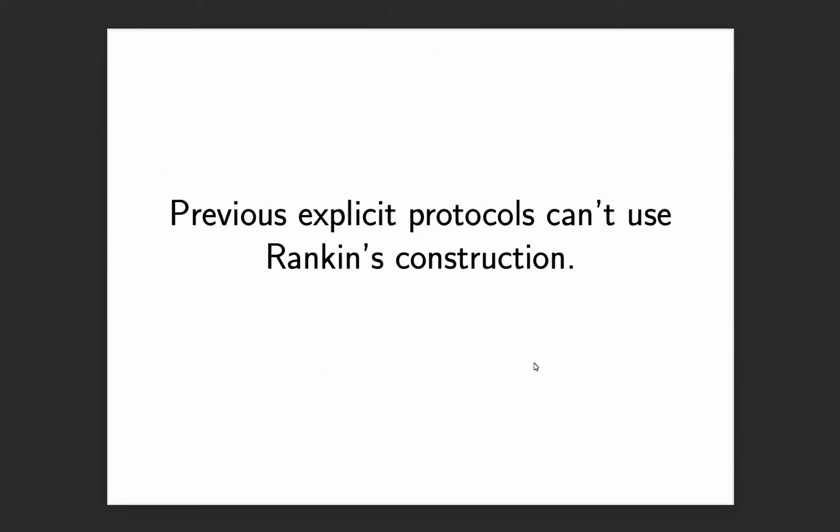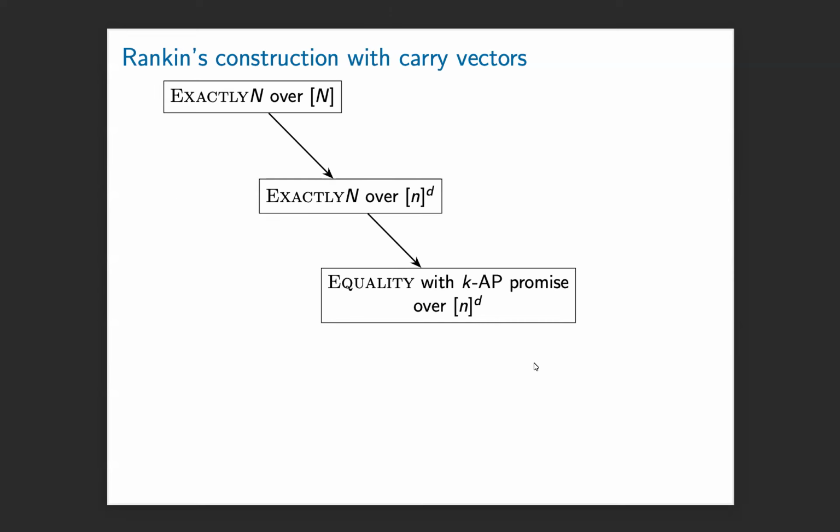The problem is that these previous explicit protocols can't use Rankin's construction. And here's sort of why. So Behrend is kind of this, right? We start with exactly n over numbers. We change it into exactly n over vectors. And we reduce it to equality with the AP promise. So the carry vector method of Linial and Shraibman, which we just saw, can sort of be seen as the way that we're converting exactly n over integers to exactly n over vectors.